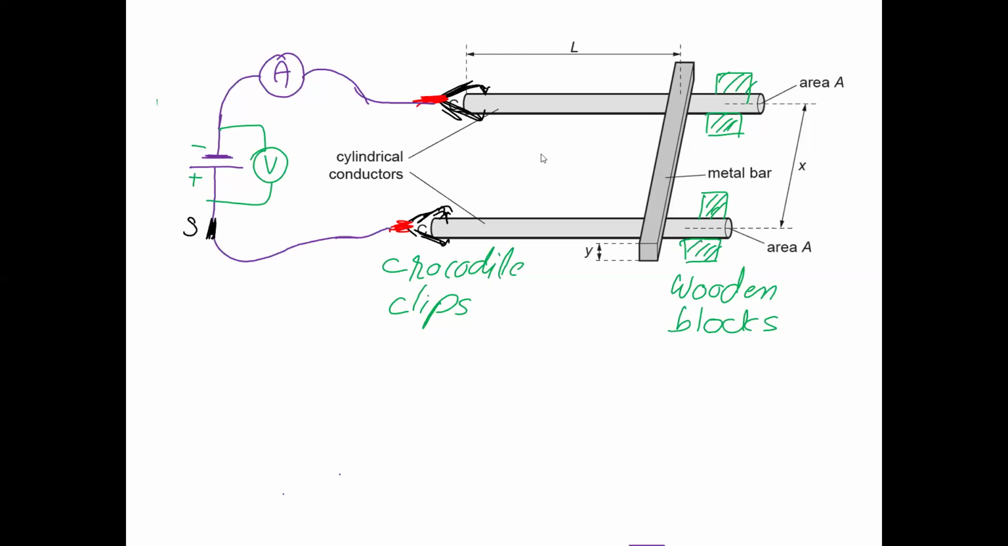Now use a vernier caliper to determine the value of y. Use a meter rule to determine the value of x. This we have discussed already. Then record the value of capital L using a meter rule and find the diameter. Find the diameter by using the vernier caliper and then use area is equal to pi d square upon 4.